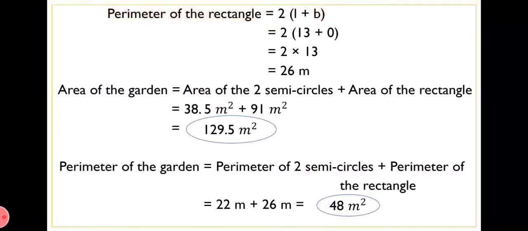Next, let's solve the next question. That is question number 4. A flooring tile has the shape of a parallelogram whose base is 24 centimeter and the corresponding height is 10 centimeter. How many such tiles are required to cover a floor of area 1080 meter square?